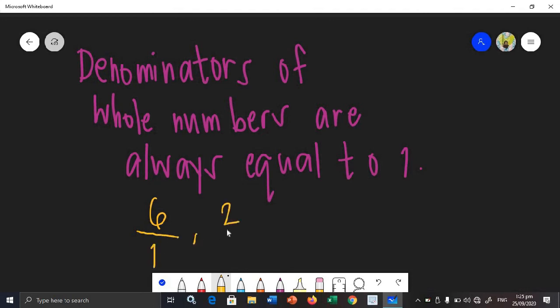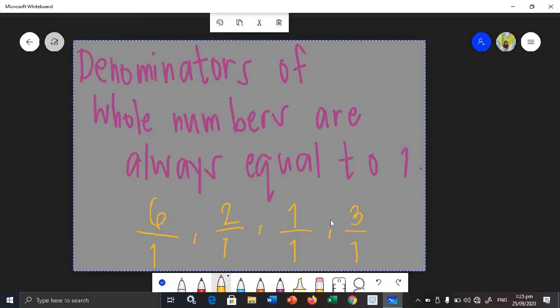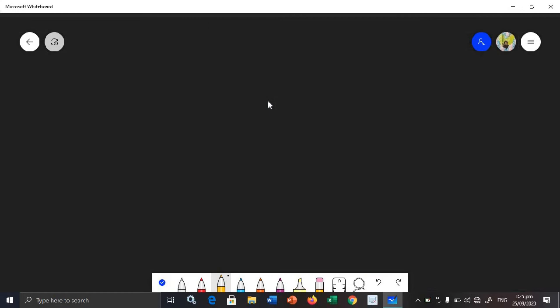And then, 2 over 1. 1 over 1, okay? 1 over 1. Then, 3 over 1. And then, so on and so forth. So, yun. Always remember that, no? Kasi you will apply that here in our lesson. So, let's say we will solve this example number 1.